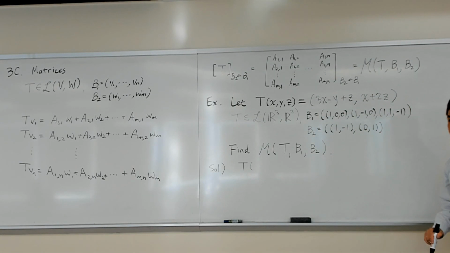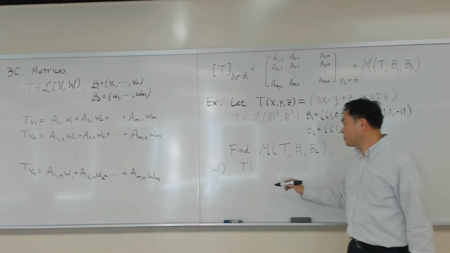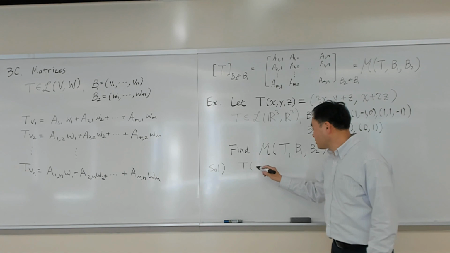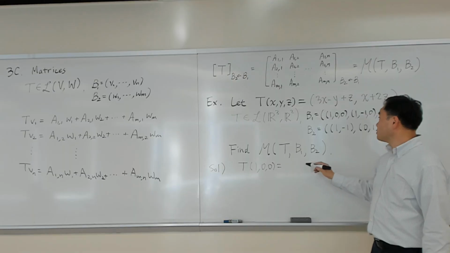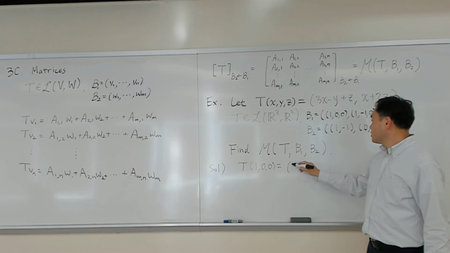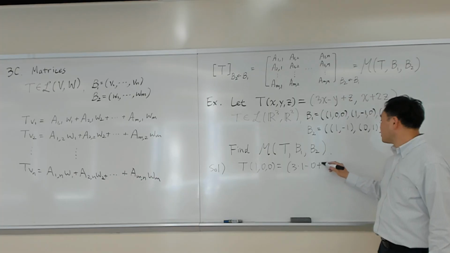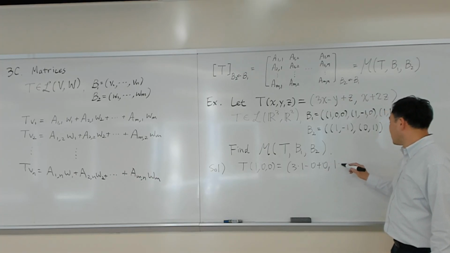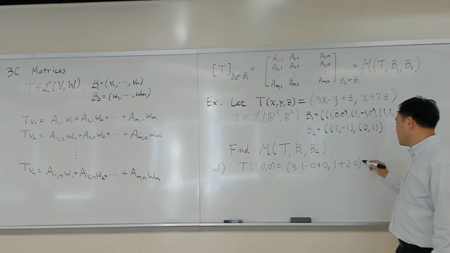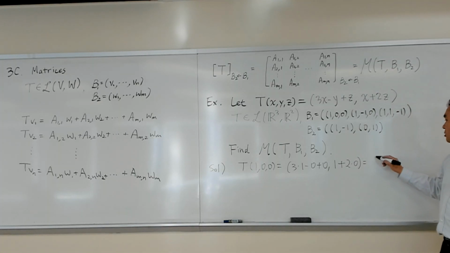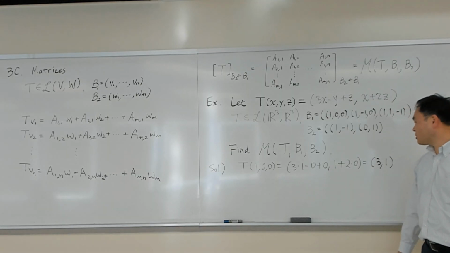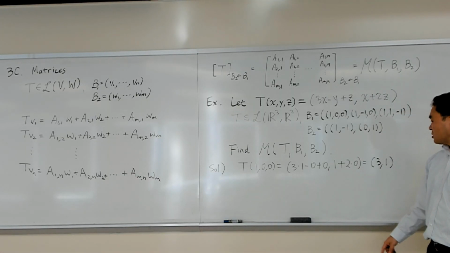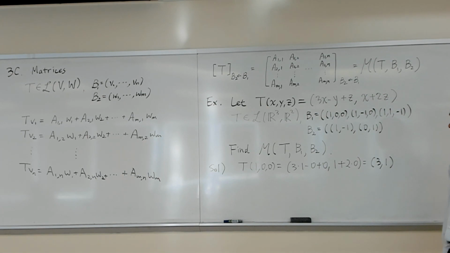What should I plug in first? T of (1, 0, 0). That's the first guy, right? So you do (1, 0, 0). And therefore, this is going to be 3 times 1 minus 0 plus 0, 1 plus 2 times 0. And that's equal to (3, 1). These are all zeros, so the only thing that's non-zero is 3 times 1 in the first coordinate and 1 in the second coordinate.